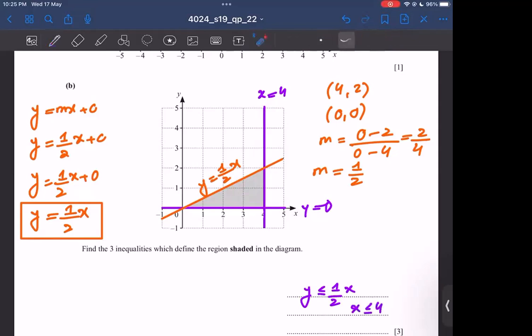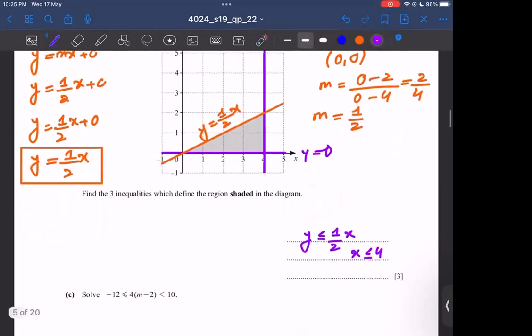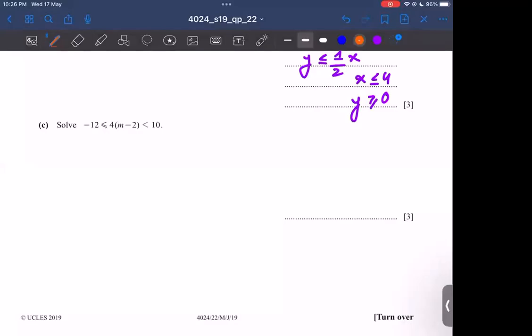And the shaded region is above the x-axis, which is y equal to 0. So I'm going to write y is greater than or equal to 0 here. So we got three inequalities to find, which indicate the shaded region here. Then what we have now is solving an inequality.